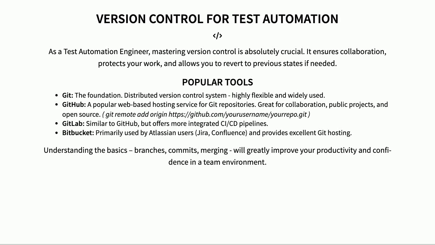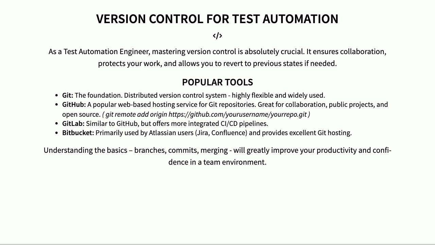Okay, so let's talk about version control specifically for test automation. It's a really important skill to have as an engineer. Basically, it's like having multiple saved copies of your code, but with a way to track changes and easily revert back if things go wrong. We're talking Git here. It's the underlying technology behind many other tools.